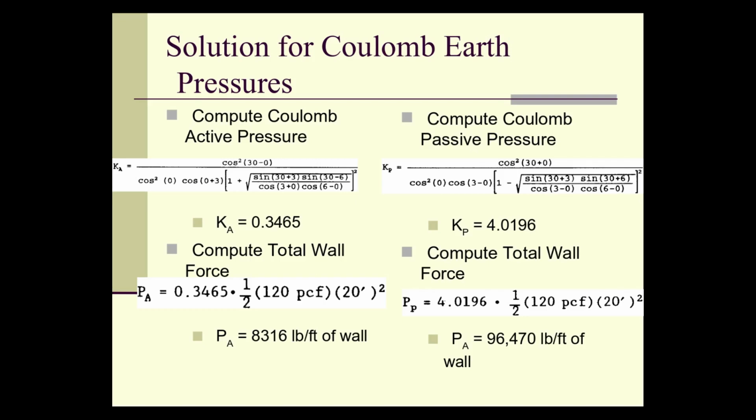On the Coulomb passive side, the Kp computes to 4.02, something like that. You substitute in, and that passive pressure is mislabeled in there. It should be Pp rather than Pa. It is 96,470 pounds per foot of wall. You'll notice that that's large. That is larger. In fact, again, Coulomb is not as conservative, and in the case of passive, it really drifts into being less than conservative than you have with active.